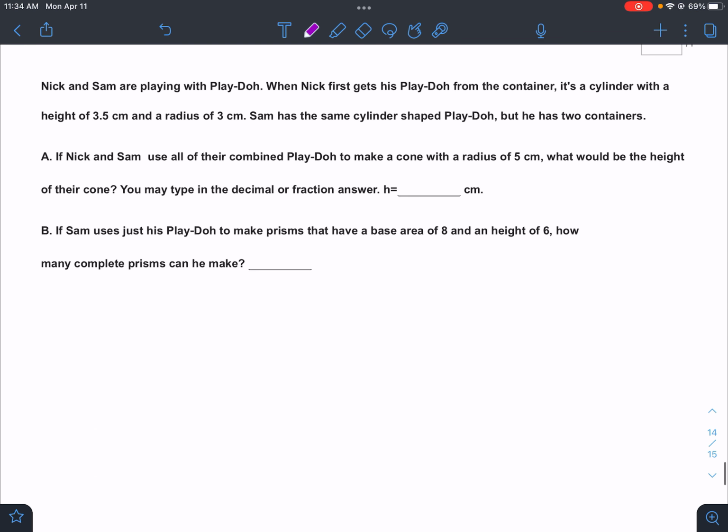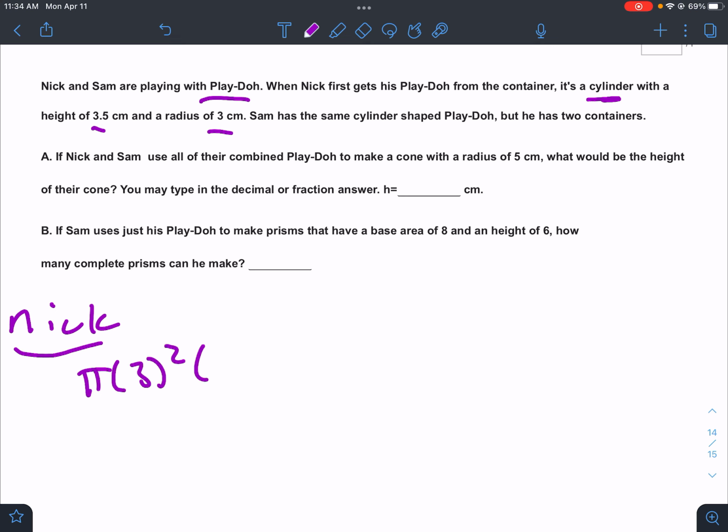All right, Nick and Sam are playing with Play-Doh. When Nick first gets his Play-Doh from the container, it's a cylinder with a height of 3.5 and a radius of 3. So we know that Nick's cylinder with a radius of 3 is going to be pi times 3 squared times 3.5. So that is 31.5 pi. One cylinder is 31.5 pi.